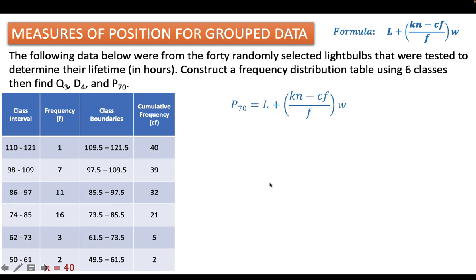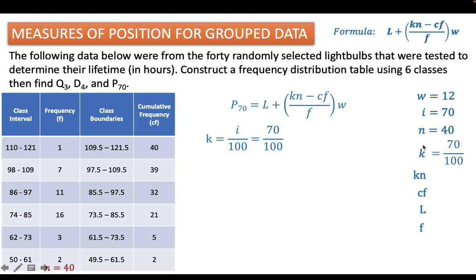Now, to solve for the 70th percentile using the same expression, our class width here is the same, it is 12. Our i here is 70 because we are looking for the 70th percentile, the same number of observations, which is 40. Then we're going to find the rest of the variables. So our k here is i over 100. Since i is 70, our k is 70 over 100.